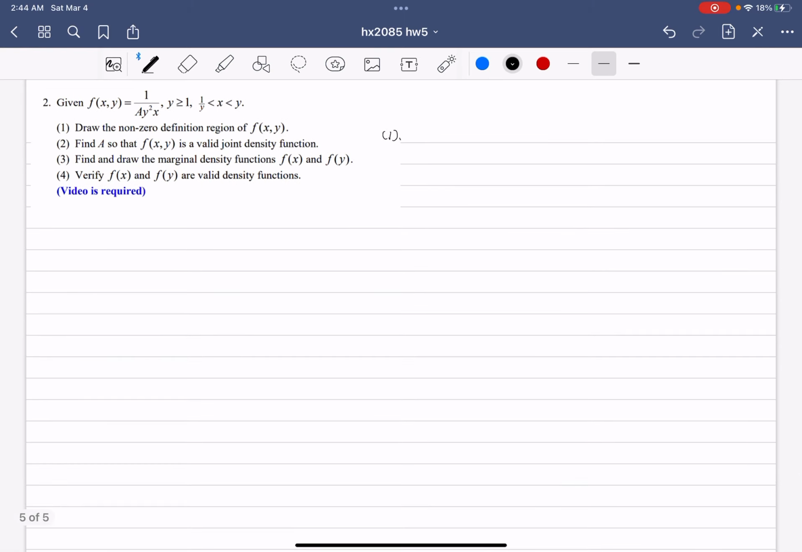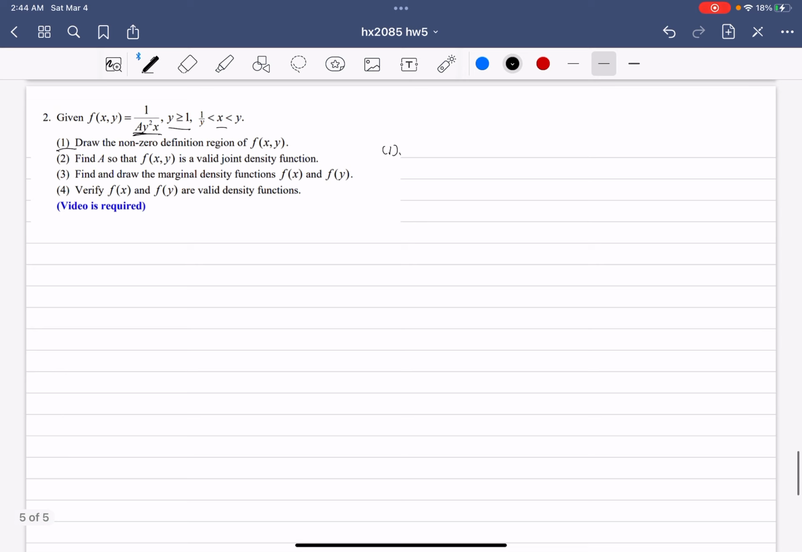In this question, the first part is to draw the non-zero definition region of the function. The function is given above, and we are given the range of y and x. We need to draw it out. Here is x and y.